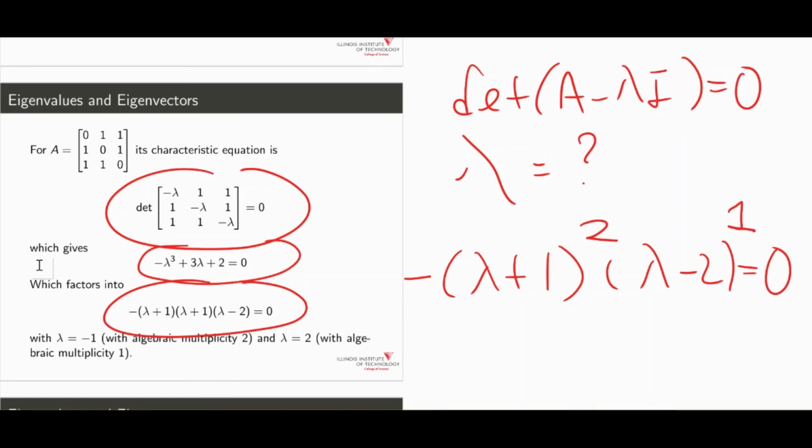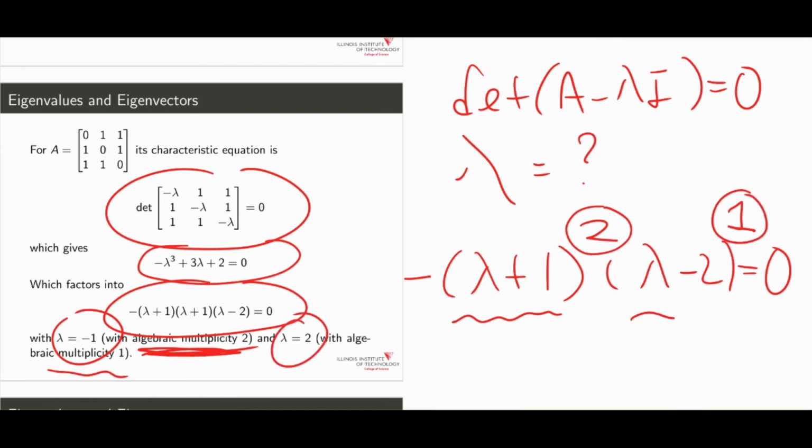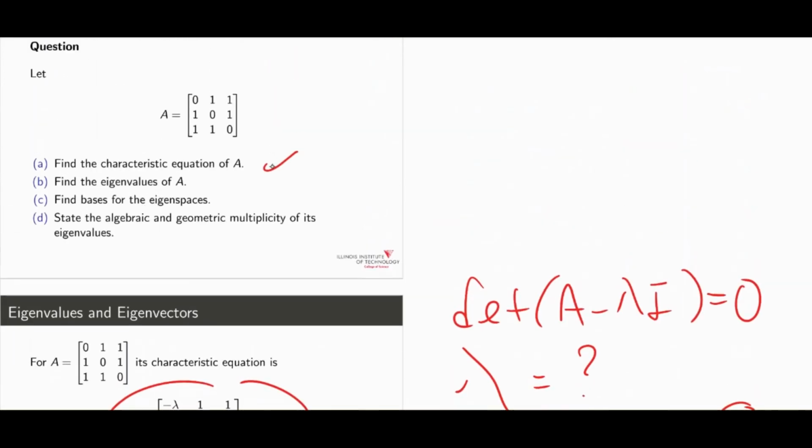So immediately we know that lambda equals negative 1 has algebraic multiplicity 2 because this factor appears twice in the characteristic equation, and lambda equals 2 has algebraic multiplicity 1 because this factor appears one time. Now how do we find the information regarding the eigenvalues? Eigenvalues, we have that already. Characteristic equation, we have that already. So we need to look at the eigenspace now.